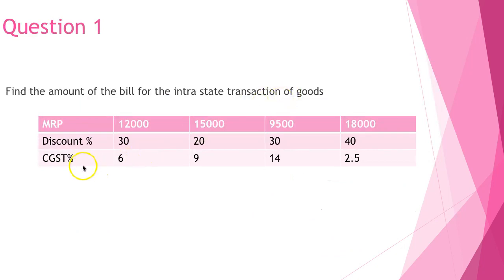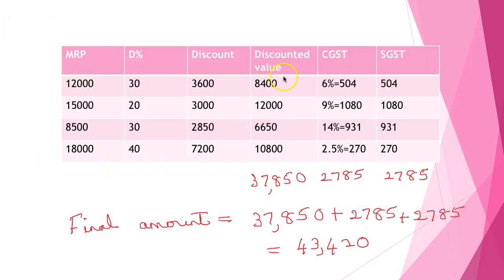We have the CGST is 6%, so 6% of 8,400 is 504. Being an intrastate transaction, we have to calculate SGST, which is same as the 6% of 8,400, which is 504. Similarly, for the second row, we calculate discount, discounted value, CGST and SGST. And do likewise for the third and fourth row.